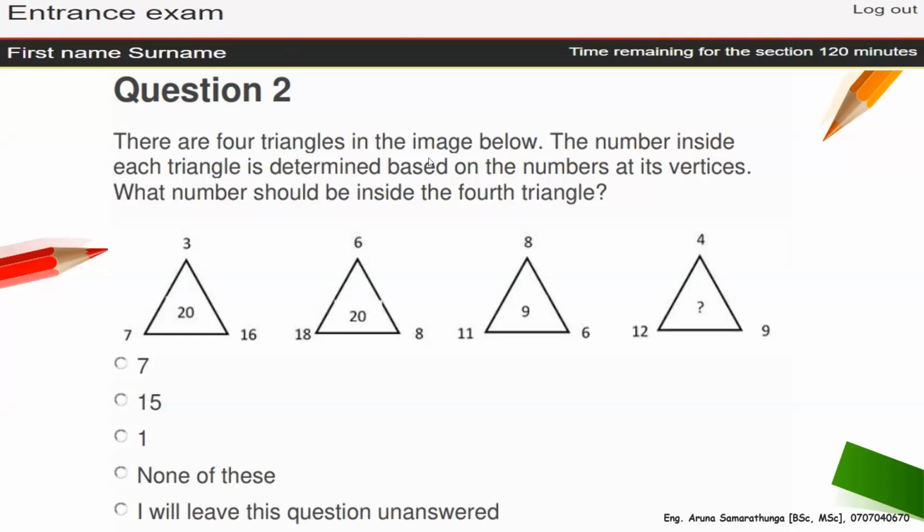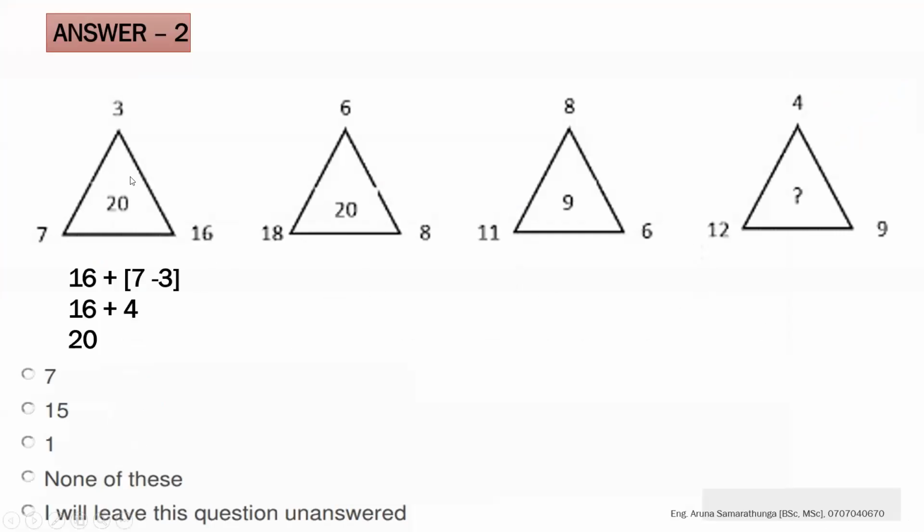There are 4 rectangles in this image below, and the number inside the triangle is determined based on the numbers at its vertices. What number should be inside the 4th triangle? You have to find the pattern here and find out this number. That is the question. So let's take this one.